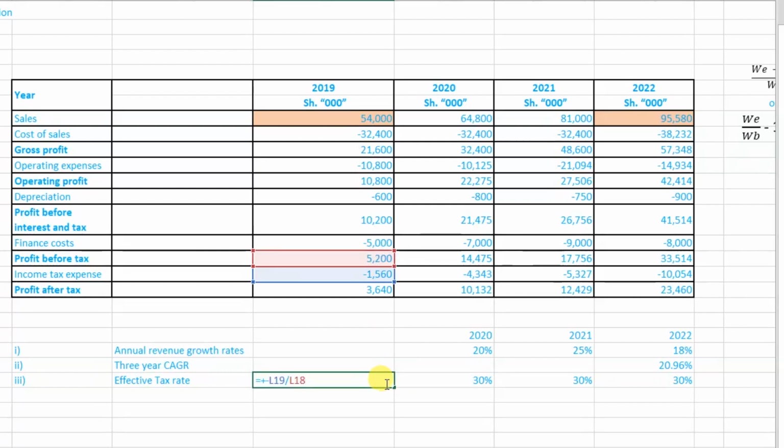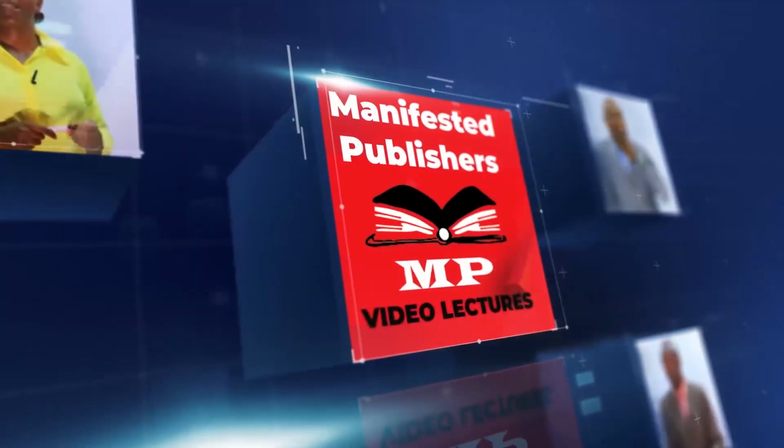So if I double click, you can see I've picked that value, L19, which is this one here, divided by L18, like that. And then, of course, to convert it into a percentage, you just click this button over here like that, and you drag the formula as you move towards the right.